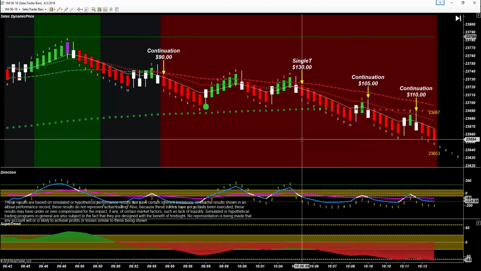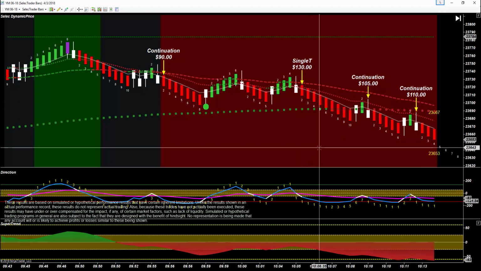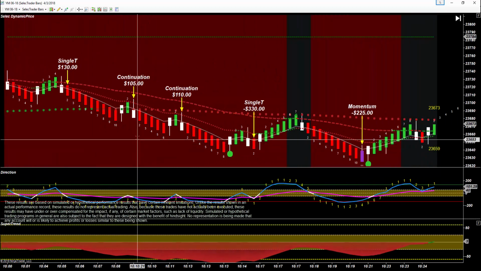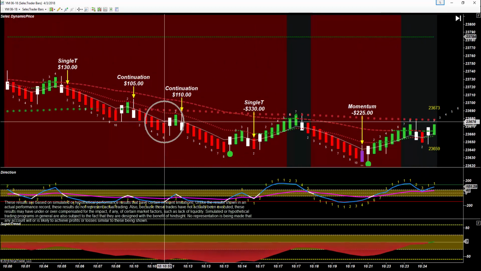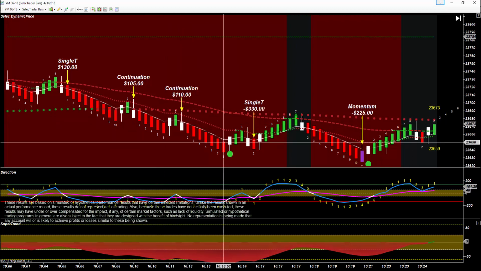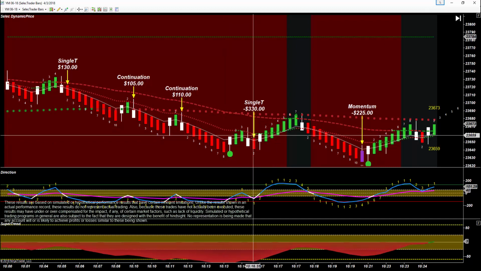Then a single T short at 10.06. We do grab about 10 extra ticks by trailing at the green DPI price after the close of bar 8. Then we have a continuation short where we get stopped out trailing at the high of bar 6. And another continuation that grabs some extra ticks by trailing at the green DPI price. And we have a single T that unfortunately does get stopped out.